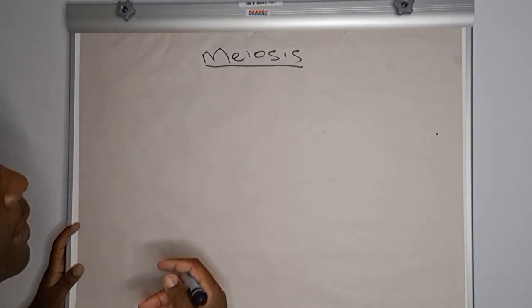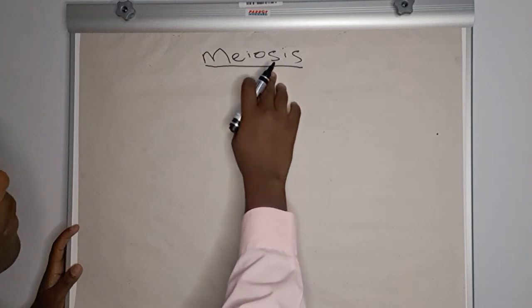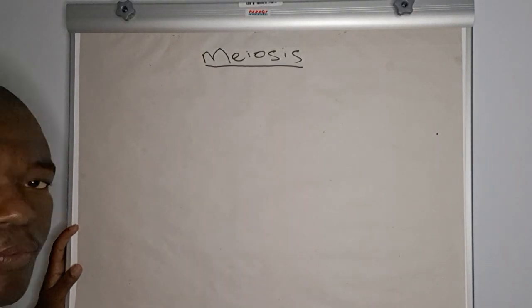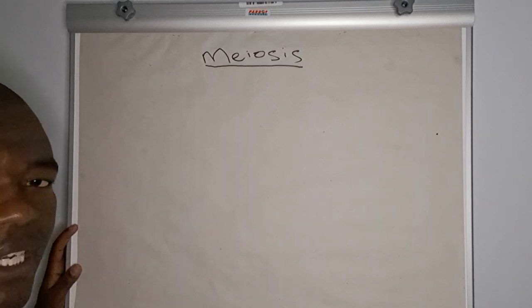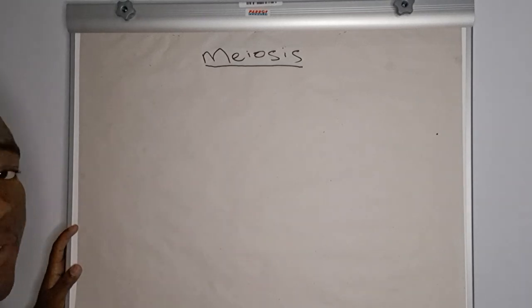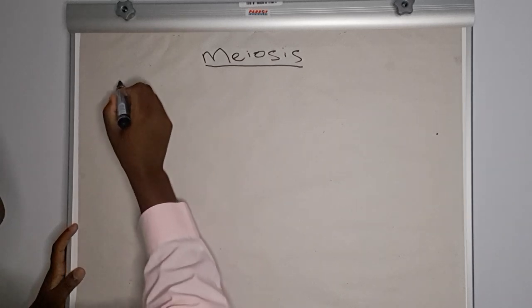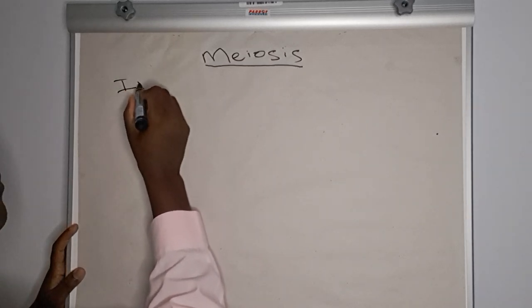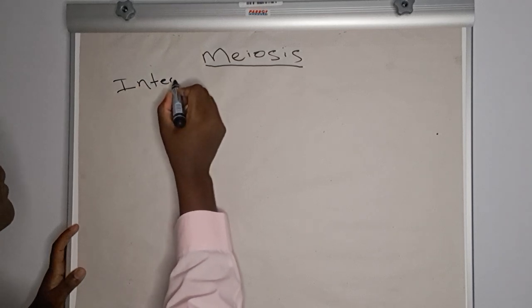We are going to be learning about cell division in most cases. So we have meiosis 1, we have meiosis 2. What is going to be taking place here is that we do have phases that fall under the category of this topic. Phase number 1, we have what we call interphase.